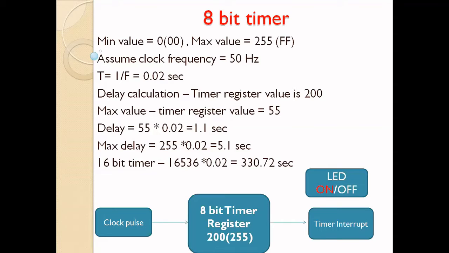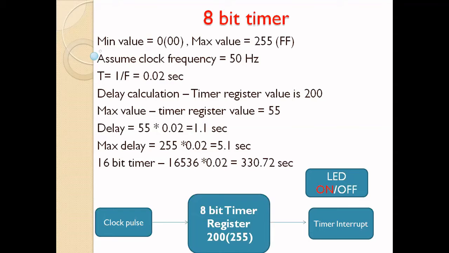Next, I am going to explain how to find the delay calculation. Now you take a timer register, it is an 8-bit register. So the maximum value is 255. Now I am going to store the value as 200. Any value you can store, between 0 to 255. Now I am storing the value 200. The maximum value is 255, and the value I stored in the timer is called the timer register value. So the difference is 55.